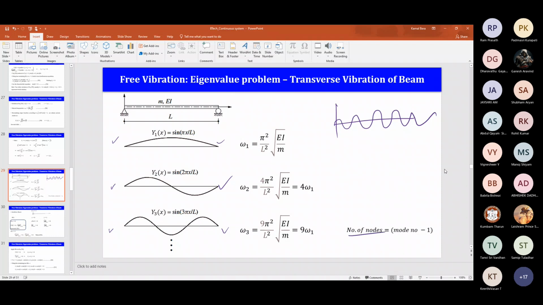The number of nodes, the crossing points, is again mode number minus 1. This I have already discussed. And you can find out where this crossing is by setting it to 0. For what value of x? This is the x, right? And this is your y direction, where v(x) is the transverse displacement. Properties are EI, length of the beam is L. I have used y(x) instead of v.